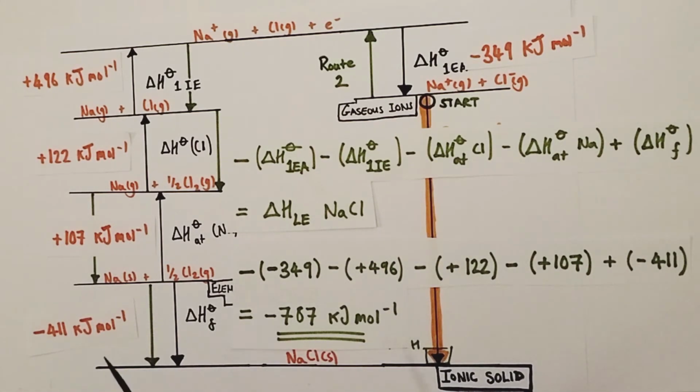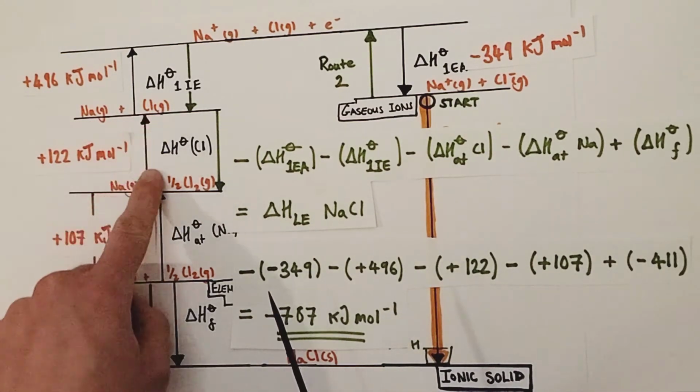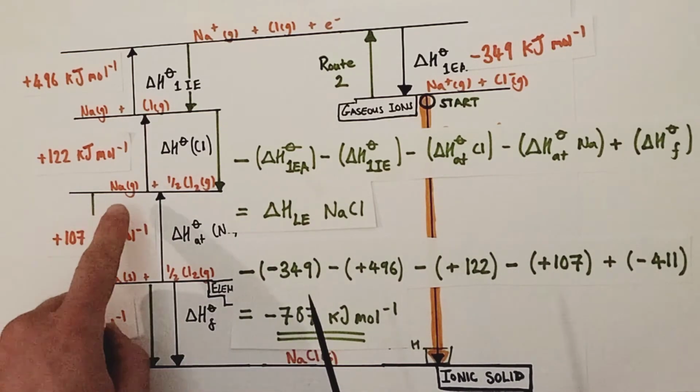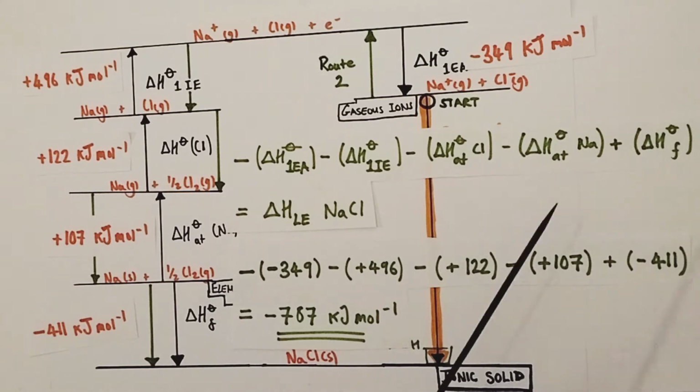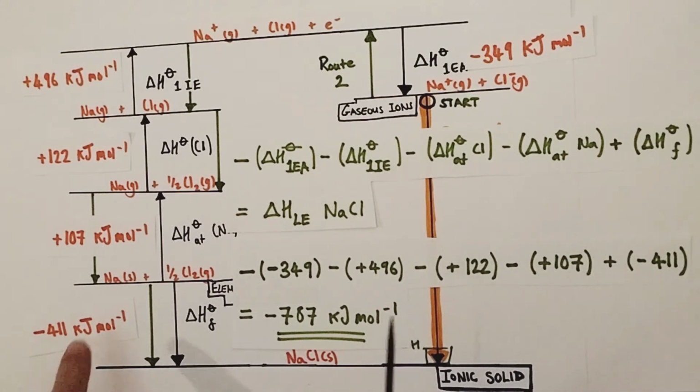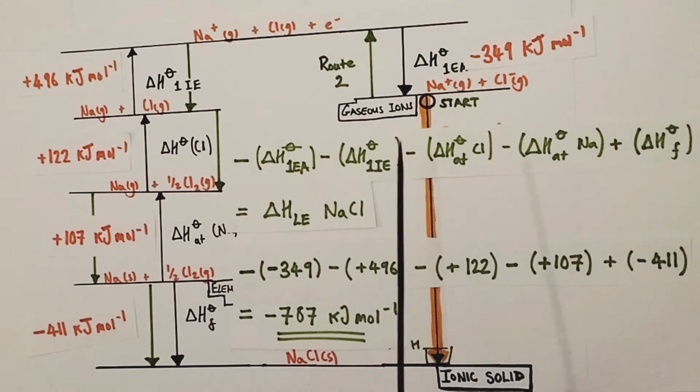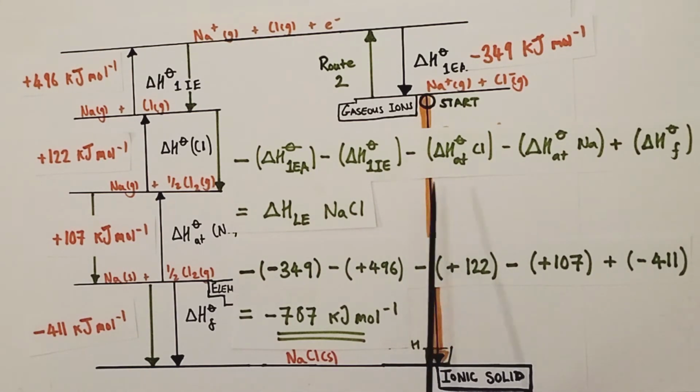So to summarize, we're doing minus 349 because we went against the direction there, minus plus 496 because we went against the direction there, minus plus 122 went against the direction there, minus plus 107 went against the direction there, and finally plus minus 411 because we went with the enthalpy change of formation arrow there, the same energetics effectively. And if you do the sum of this calculation, you'll come out with minus 787 kilojoules per mole. That is the missing enthalpy change of lattice formation, or lattice enthalpy, for the formation of sodium chloride. That is our value here. So we've solved the problem.